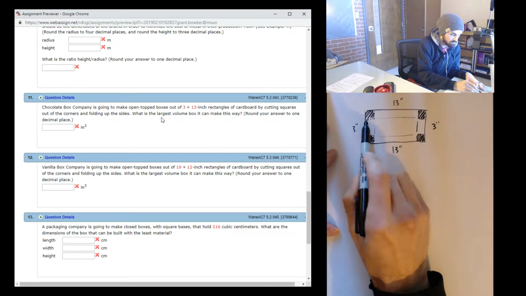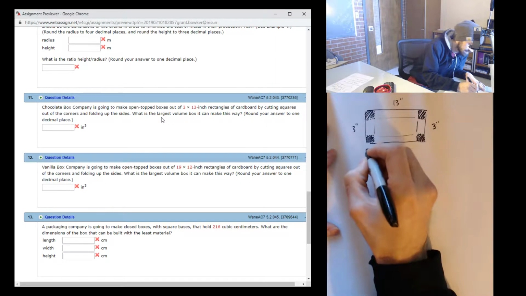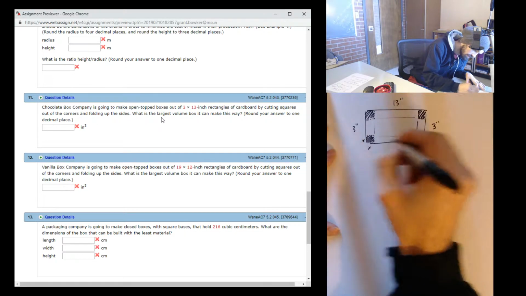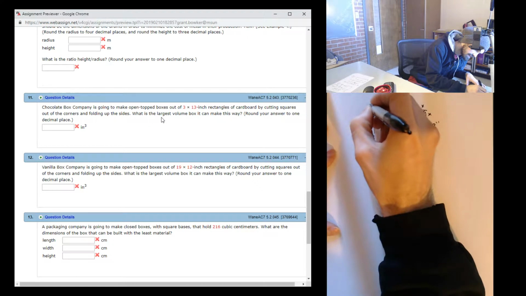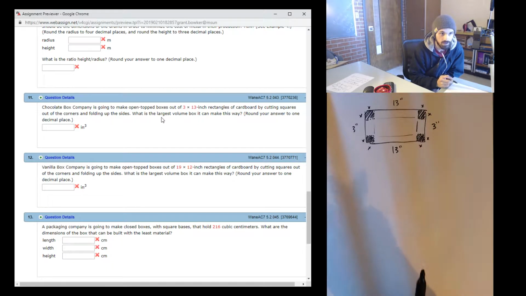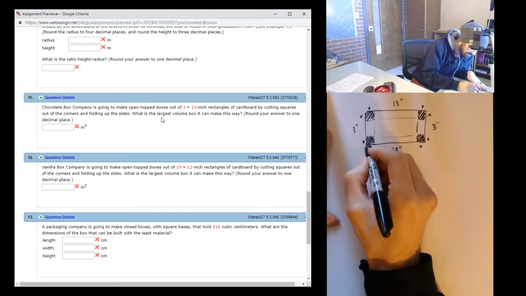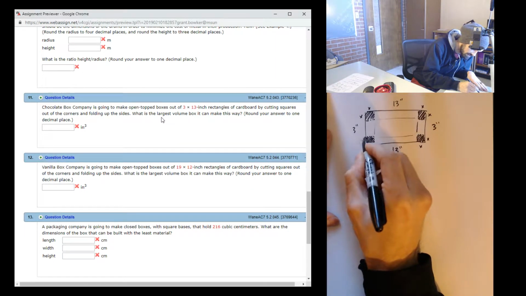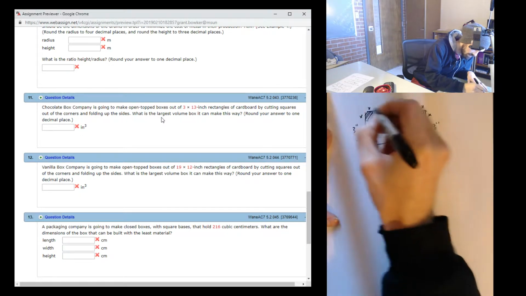So by folding up these flaps, we would have an open-topped box, and we need to know, well, what size of square do we need to cut out of the corner in order to have the most volume? What is the largest volume box it can make? Okay, so I'm calling this dimension x. So all of these squares have a side length of x.